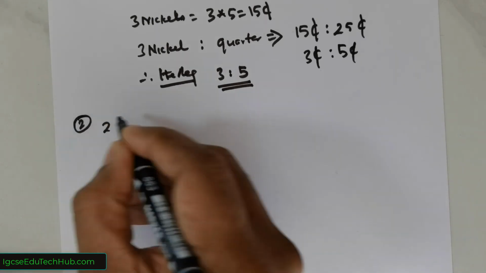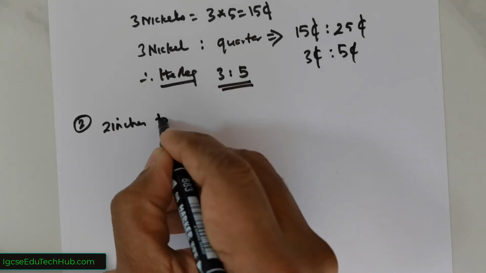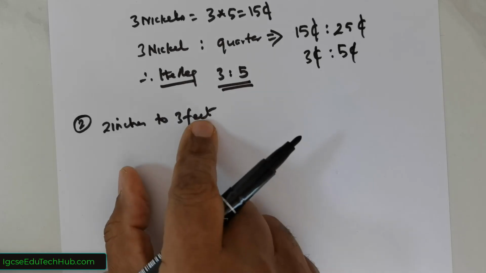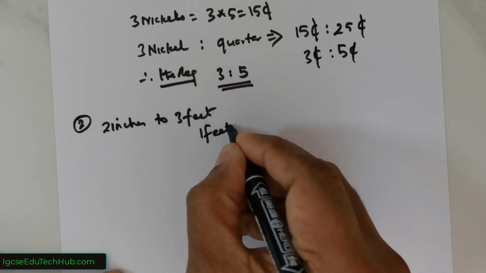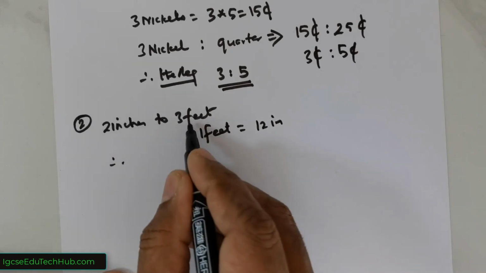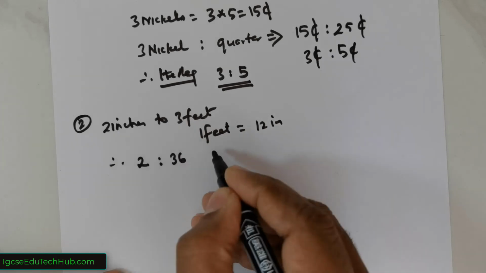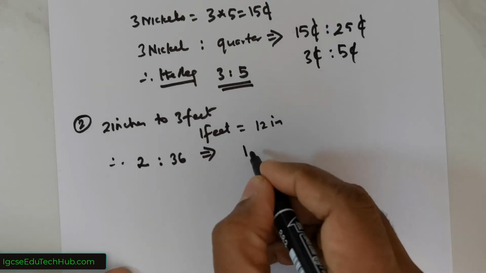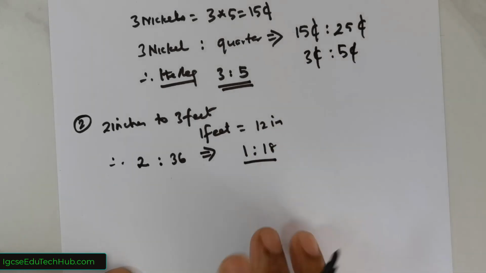We have to make the representation in ratio form for this quantity: 2 inches to 3 feet. Now inches is the smaller measure unit than feet, so I'm going to rewrite feet in terms of inches. 1 foot is equal to 12 inches. Therefore 2 inches to 3 feet can be rewritten as 2 is to 3 times 12, which is 36. This in turn is reduced by dividing both terms by 2. 2 divides 2 one time, and 2 divides 36 eighteen times. So the solution is going to be 1:18.